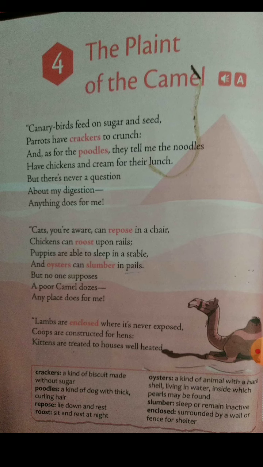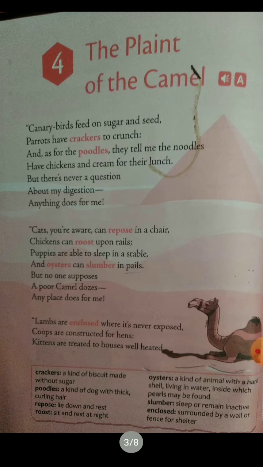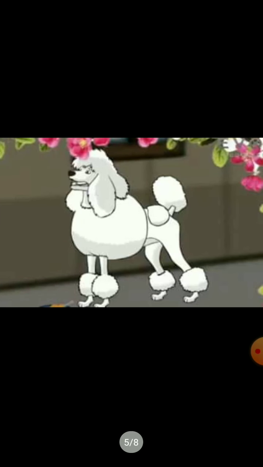that canary birds are given sugar and seed. So what is this canary bird? It is a small yellow bird that is well known for its singing. So this is a canary bird. And parrots are given crackers. Cracker means a kind of biscuit made without sugar. Poodles are given noodles. So poodle means a kind of dog with thick curling hair. So this is a poodle.